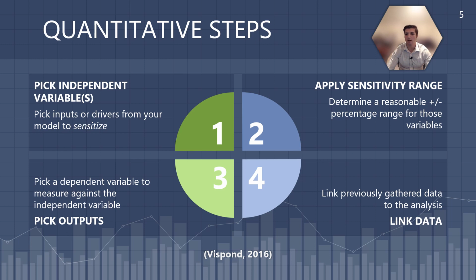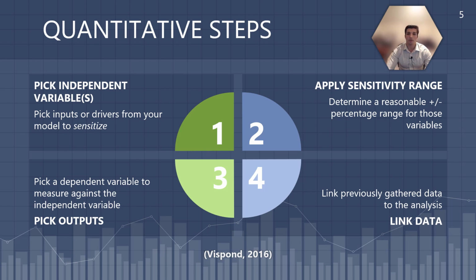Next, pick a sensitivity range to apply to that value. A sensitivity range is basically a reasonable range under and over the value you assumed. For example, if you assumed revenue growth would be 10%, a reasonable sensitivity range might be plus or minus 2% of that value. Third, you need to select a dependent variable or variables to examine against the independent variable.